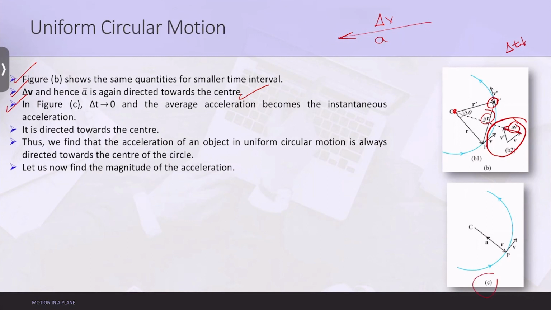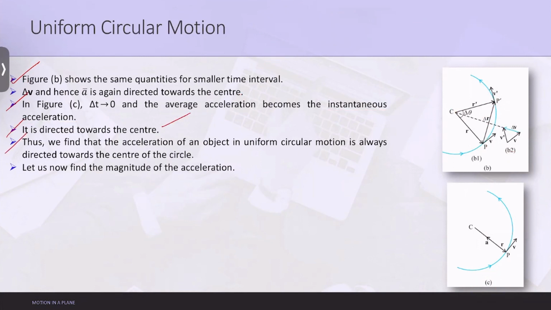So in figure C, at this location, delta T is tending to 0. So what will happen here? The average acceleration, first of all, becomes the instantaneous acceleration. The complete concept of why average acceleration becomes the instantaneous acceleration was dealt with in the previous discussion, when we were understanding the subtopic motion in a plane, in the acceleration part. So you may look back and watch those lectures so that you can understand why average acceleration becomes instantaneous acceleration when delta T tends to 0.